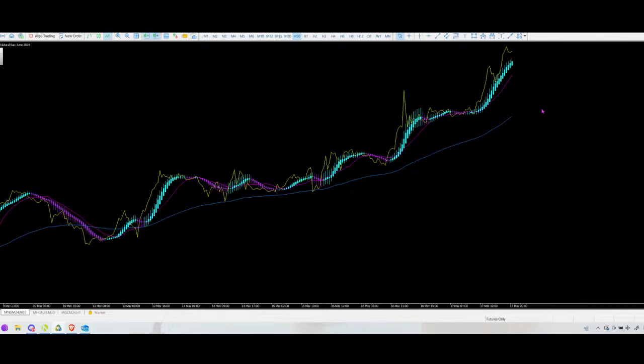So again, the 100 period is just for a general overall quick view. It should be very obvious. If it's not obvious, then the market's consolidating. So if you see this moving average like right here, how it's cutting through price.